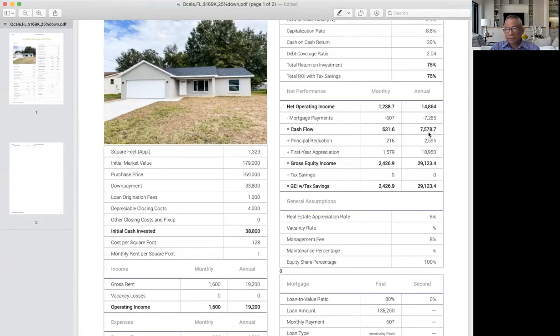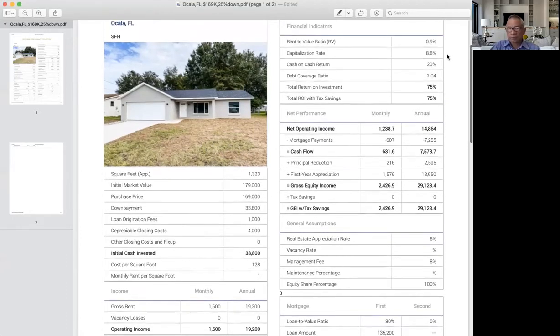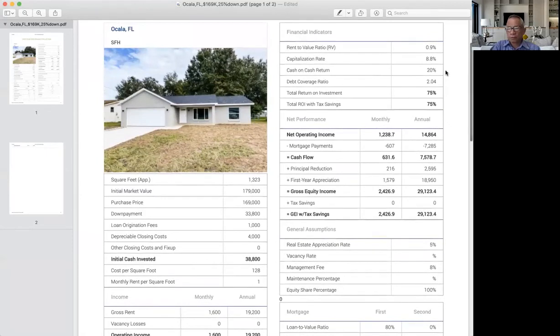So 7,578 divided by the total initial cash invested, which is your down payment plus your closing cost of 38,800, equals 20% cash on cash return. You see the power of leverage, of using your loan to buy investment property. And finally, total return on your investment in this case is 75%.